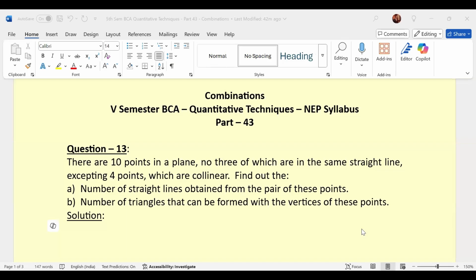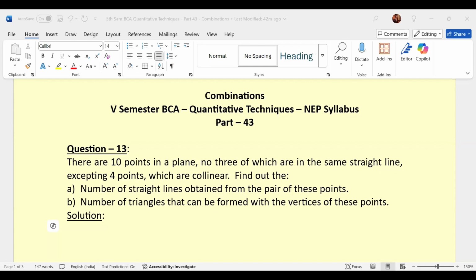Hello everyone. This is in continuation to the topic combinations, which comes under quantitative techniques, meant for 5th semester BCA under NEP syllabus. This is part 43. Question number 13.